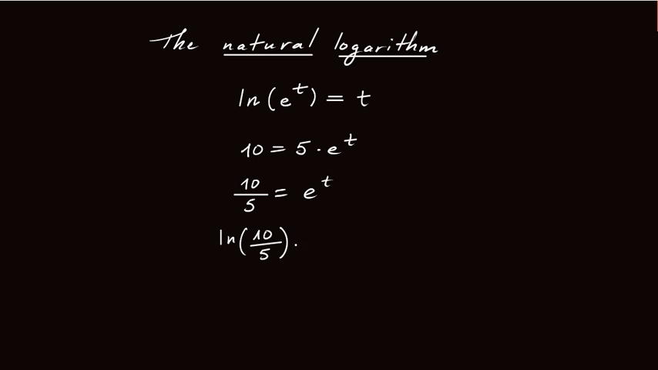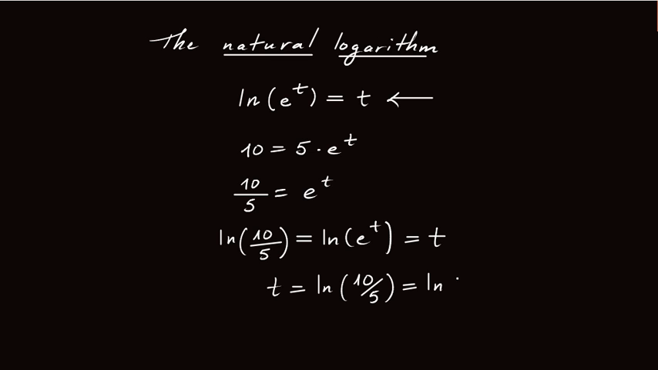So I take the natural logarithm of 10/5. I take the natural logarithm of e to the t. By this rule, that's the defining property of the natural logarithm, this is equal to t. So altogether, t is equal to the natural logarithm of 10/5. If you want, you could simplify that to the natural logarithm of 2, which is about 0.69 if you plug it into your calculator.